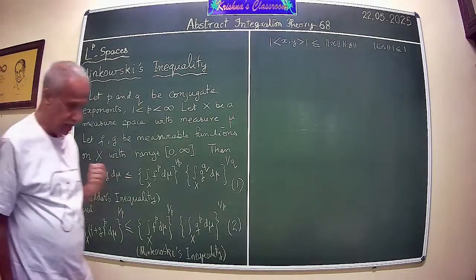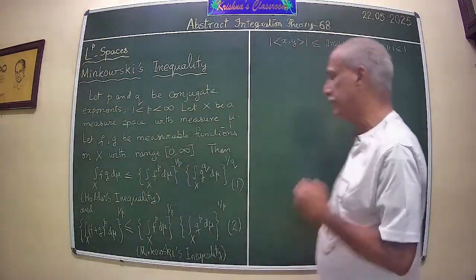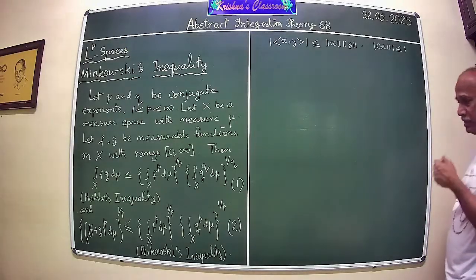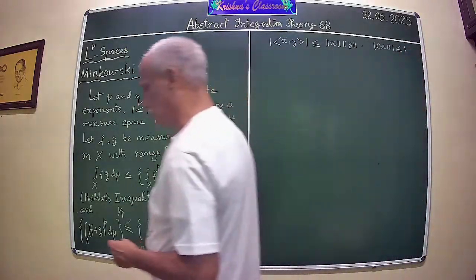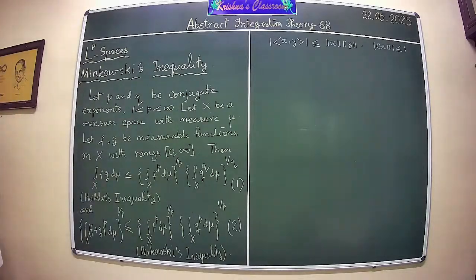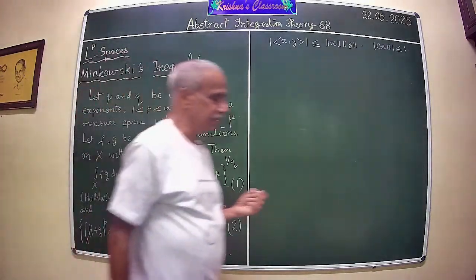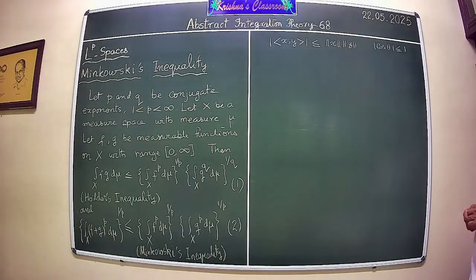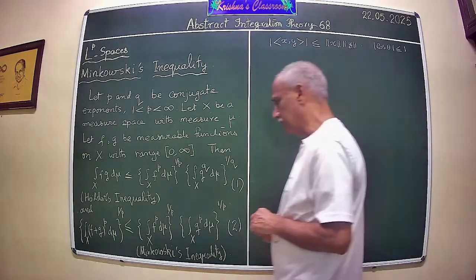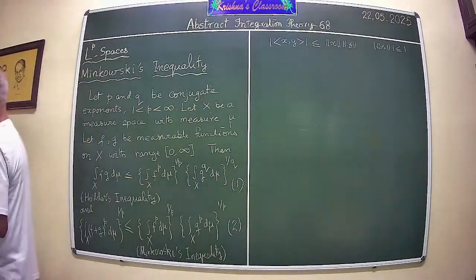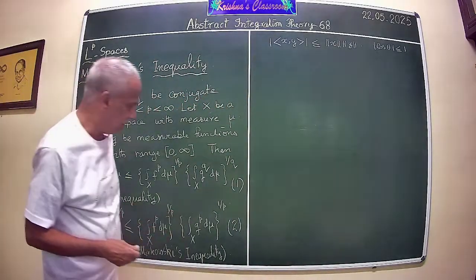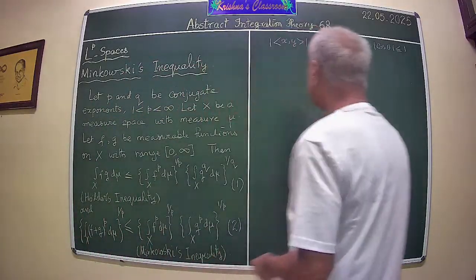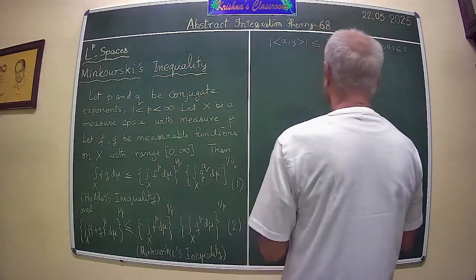Now we look at another inequality, which is a consequence of the Holder's inequality. This is called the Minkowski's inequality, which plays a very crucial role in establishing the structure of the LP spaces as a normed linear space. Now, what does this talk about? It is a generalization of the following relation.